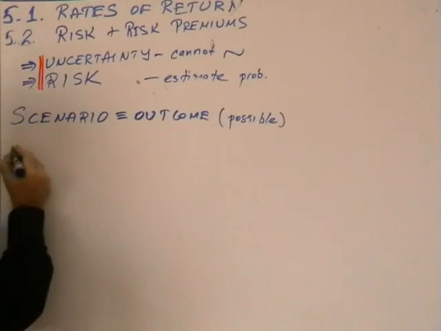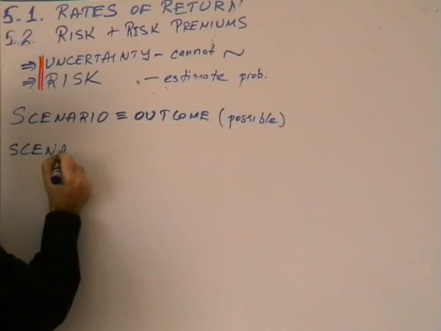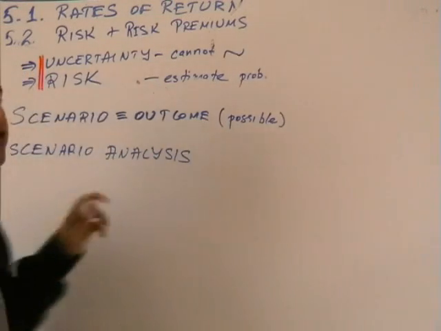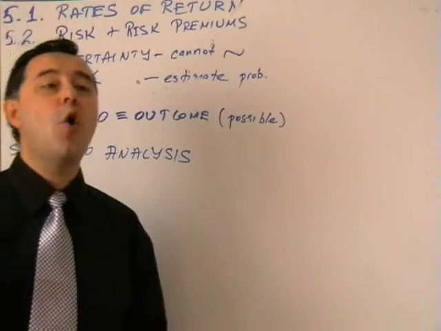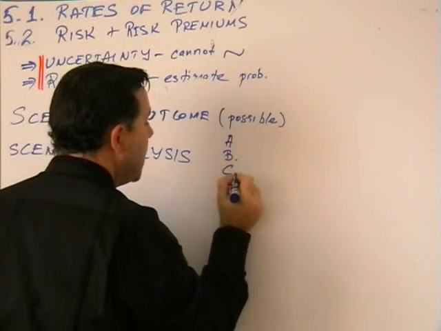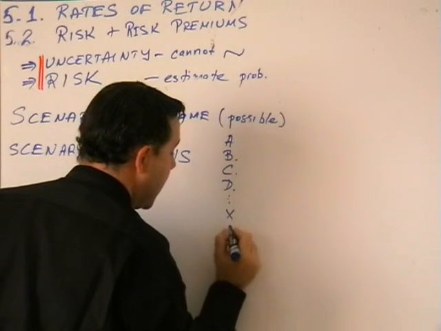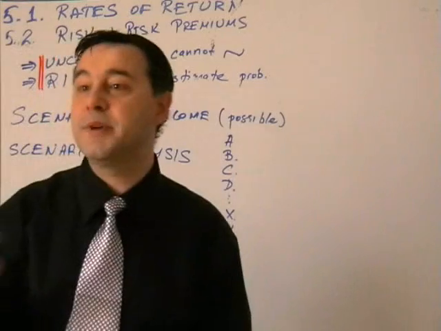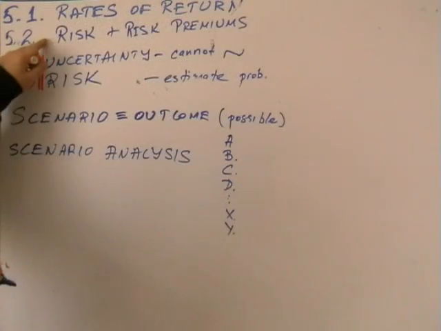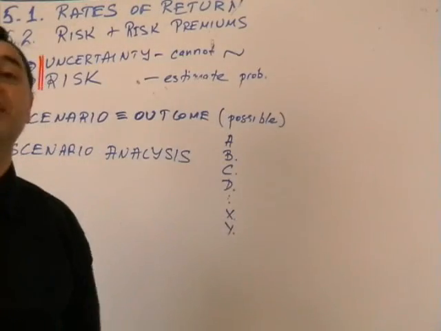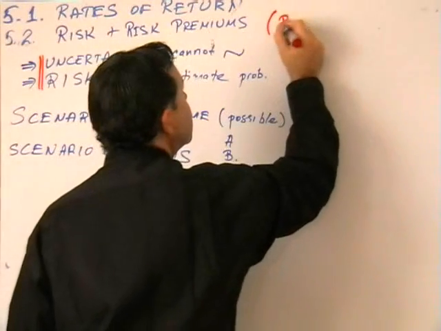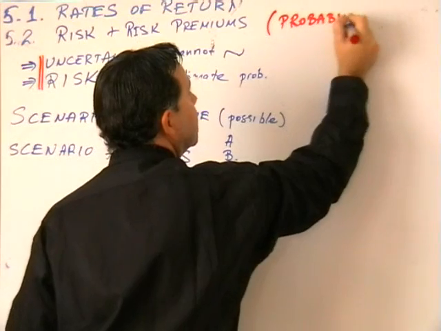So, in a scenario analysis, what you try to do is define all possible outcomes. Outcome A, outcome B, outcome C, D, etc., maybe X and Y. So you outline all possible outcomes, and in order to provide an estimate of the risk, you must, and that's the key, remember we did this very early in this course, that risk is associated with probabilities.